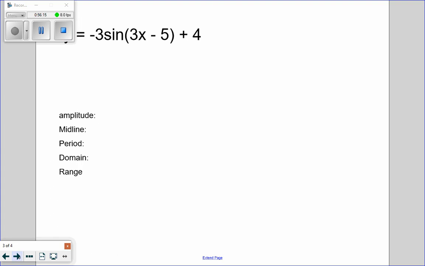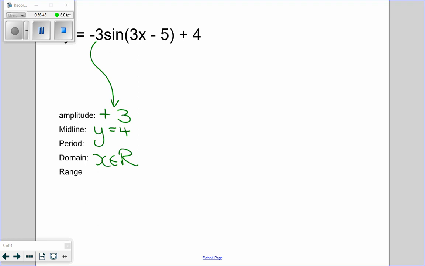Okay. So what if you have the equation? Now be careful here. Amplitude, 3. Amplitude is the distance, so it's always going to be a positive answer. One of the choices might be -3. That is not a correct choice. Midline is going to be 4 because of the +4 on the end. Domain is always going to be x is real.